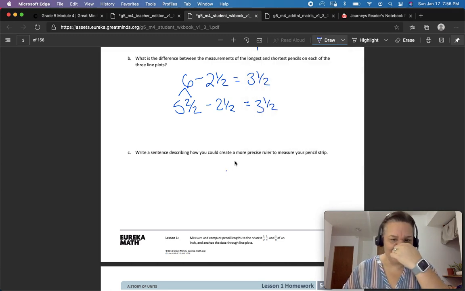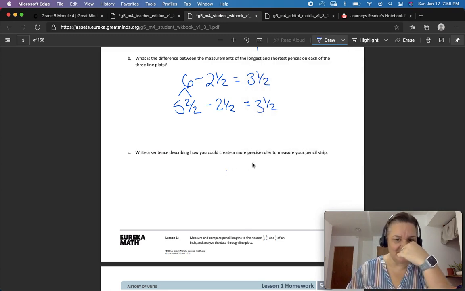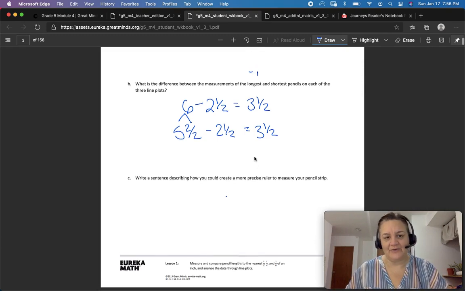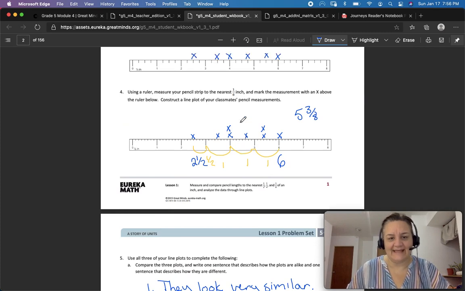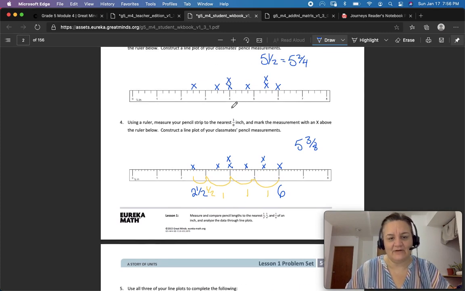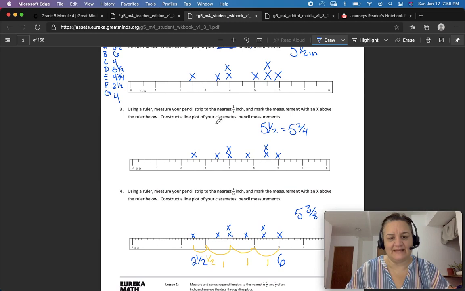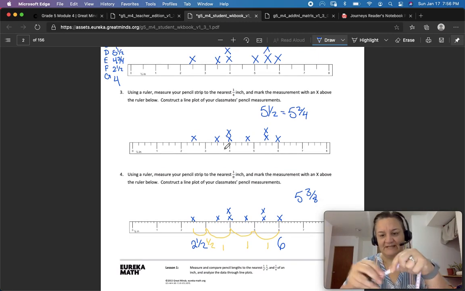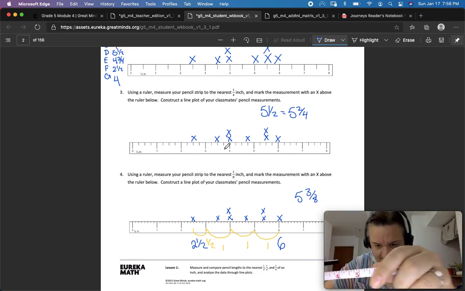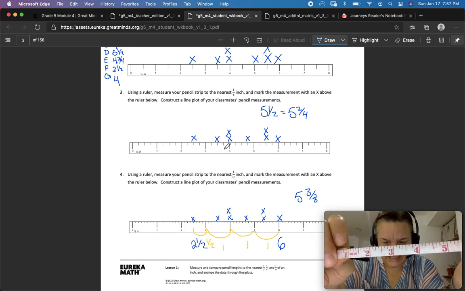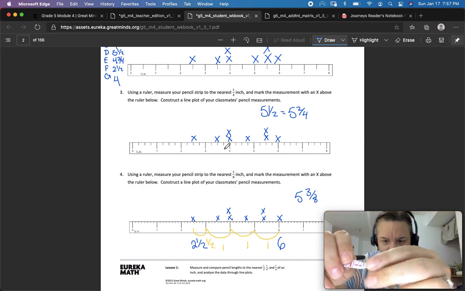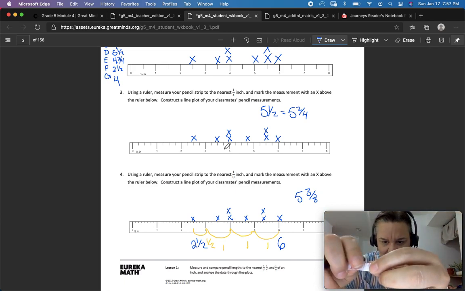Write a sentence describing how you could create a more precise ruler to measure your pencil strips. How could we create a more precise ruler? Well, this ruler only has 1/8, and this ruler only has quarters, and this ruler only has halves. So a more precise ruler, like this one, has all of them marked. It has whole inches, 1/2 inches, 1/4 inches, and 1/8 of an inch. And you can tell because the lines are smaller.